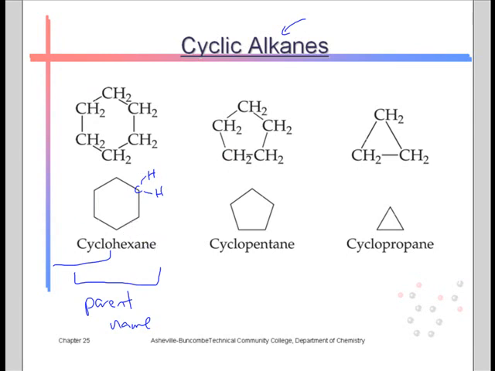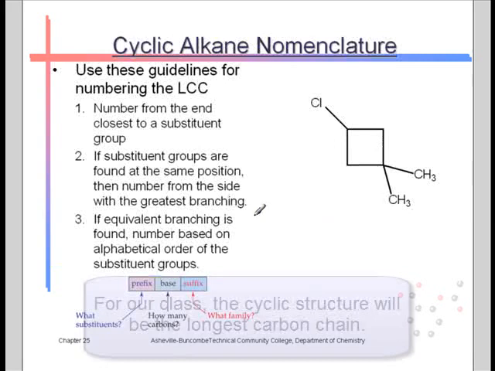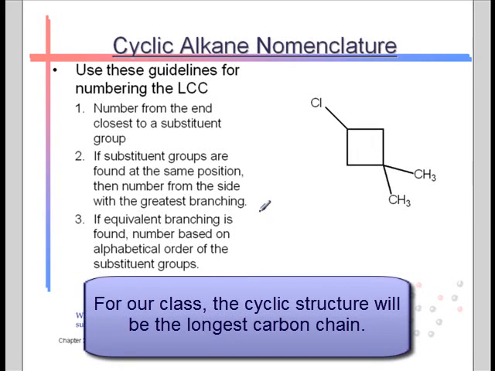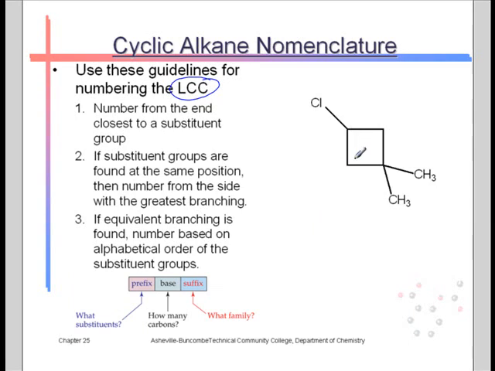Now, to tell you the truth, I think that naming your cyclic alkanes is a little bit easier than naming your straight chain alkanes. You still got to worry about your longest carbon chain, but your longest carbon chain for our purposes is always going to be the cyclic structure in your molecule. Let me just say this: that's not always the case, but that's organic chemistry, the 2-semester course where you worry about that. If you see a cyclic compound, this is the longest carbon chain.